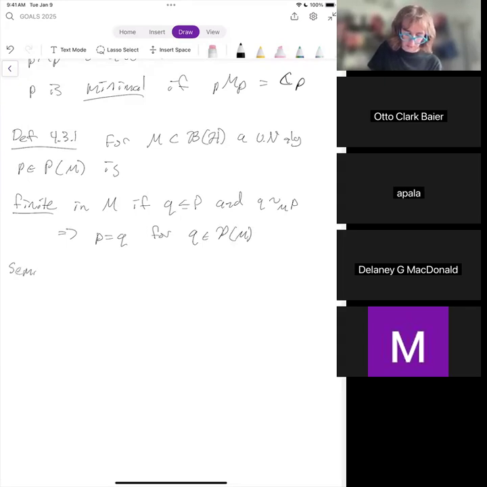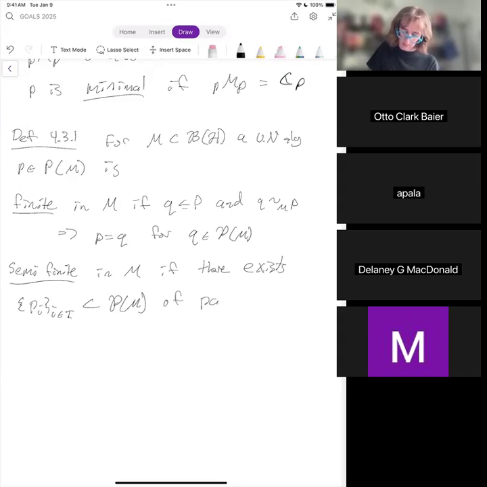We say that a projection is semi-finite in M if there exists a family of projections indexed by I, pairwise orthogonal and finite, such that they sum up to P. So given any projection, you can find orthogonal finite projections that sum up to it.